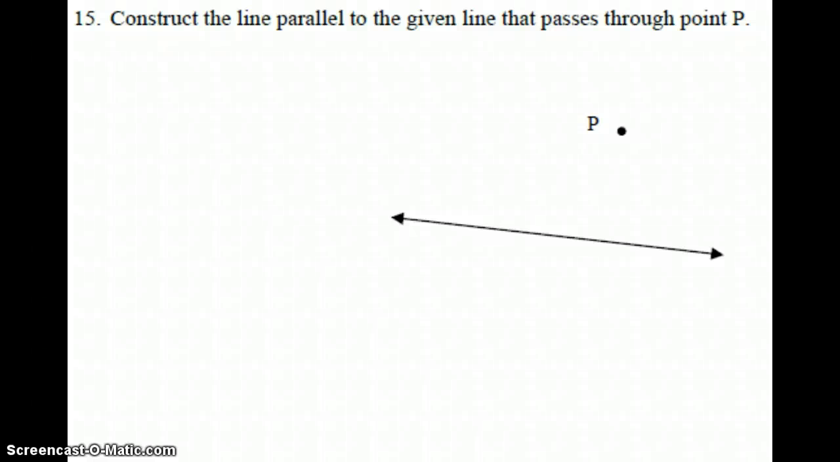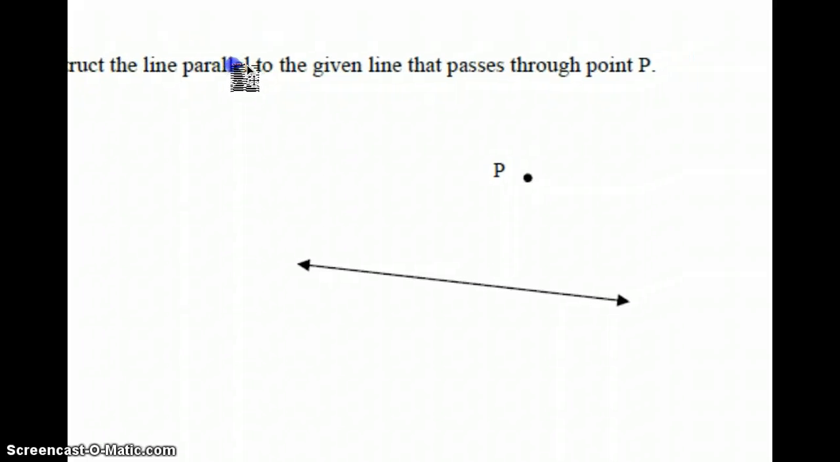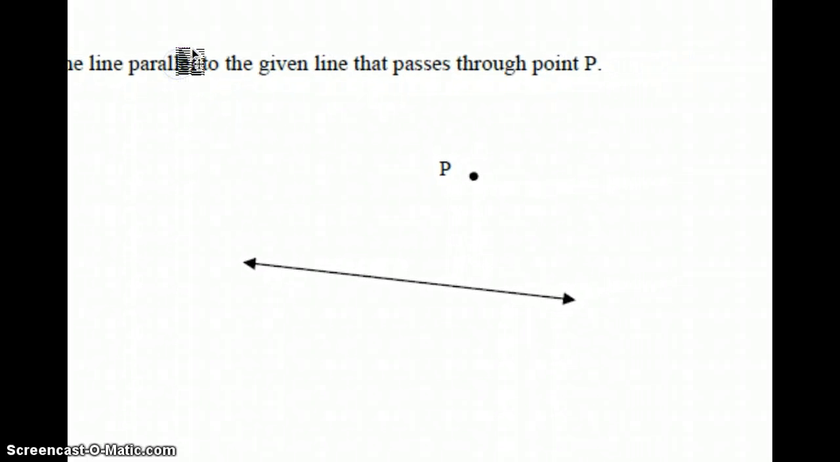Alright, here's the construction, number 15. I did this in class and it went off the page, so I'm going to move this over here so I have more room. Construct the line parallel to the given line that passes through point P. So here is kind of what we're looking for, something in this direction.